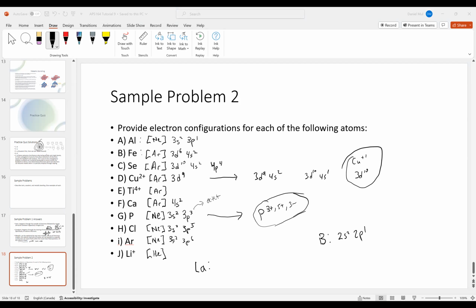Wait, let me draw the thing first. Would it still be xenon and then 6s2 and then 4f1? I forget where the placement of the f goes, but f is stable, so I'm pretty sure it would go before the 5d and the 6s.